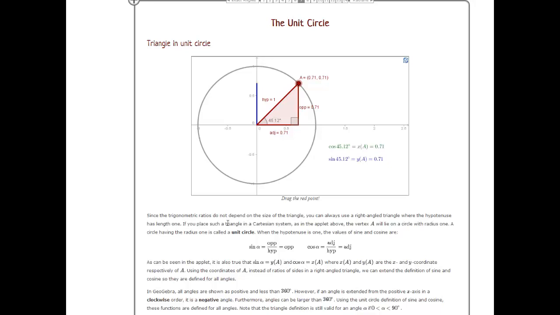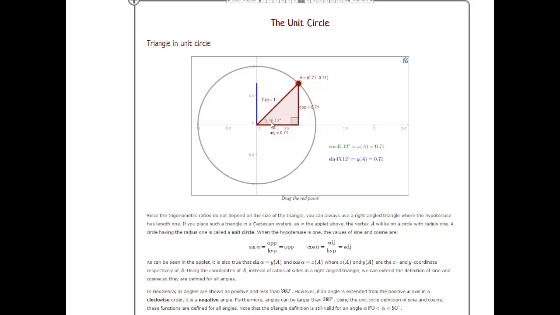We want to go a little bit further because the angles we want to take are not just restricted between 0 and 90 degrees. So what we're going to do is use what we call the unit circle. It's called the unit circle because the hypotenuse is equal to 1. The hypotenuse is equal to 1 there, and in this triangle we're going to take the angle here.